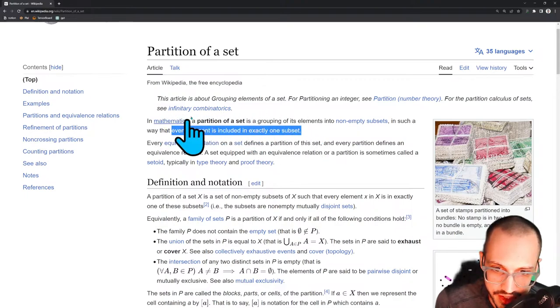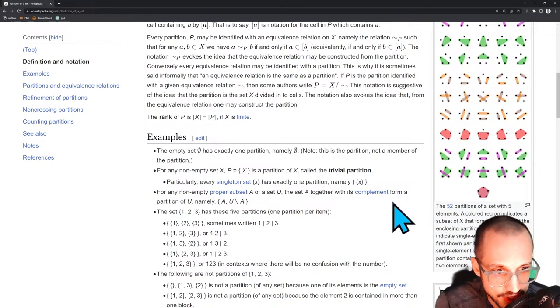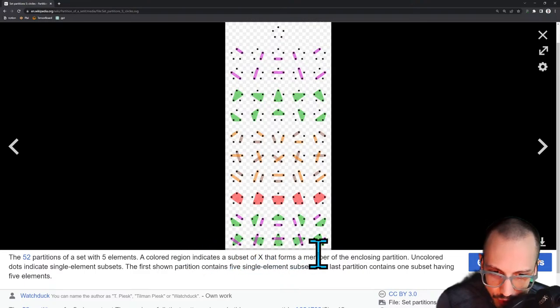Okay, and I think this is the key part here, that every word in that alien dictionary has at least one partition. So you're breaking it up. For example, here you go. Here are 52 partitions of a set with 5 elements. A colored region indicates a subset of X that forms a member of an enclosing partition. Uncolored dots indicate single element subsets. So if you had 5 dots, here are all the possible partitions of those 5 dots. You could partition them into groups of 3 and then 2 groups of 1. You can partition them into 2 groups of 2 and 1 group of 1. So the partitions don't need to be the same size, but every single element needs to be in exactly one partition, in a valid partition.